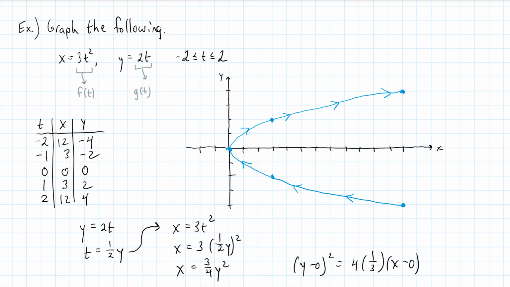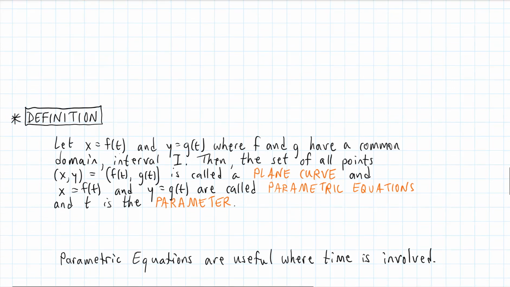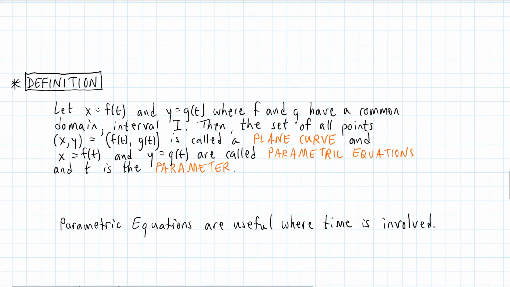So now that we've played around with this, I think we're ready to write a formal definition of what a parametric equation is and what a plane curve is. So here we go. So here's our definition. We're going to let x be some function of t. We're going to let y be some function of t. Could be different, though, so that's why I'm going to call this one f and this one g, because they could be differently defined. F and G will have some common domain. We'll call that domain some interval I.